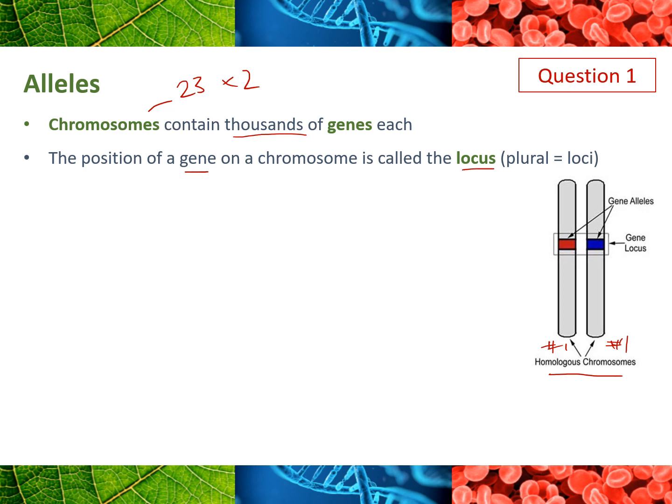Okay, it kind of sounds like location because that's where that word comes from. So this is the gene locus for a particular gene, and the plural of that is loci. So these are the two loci for a particular gene.